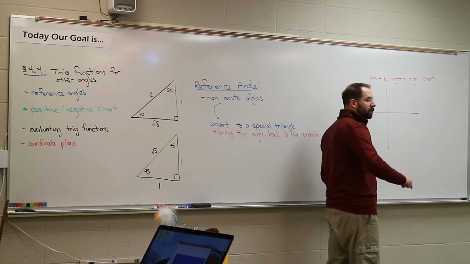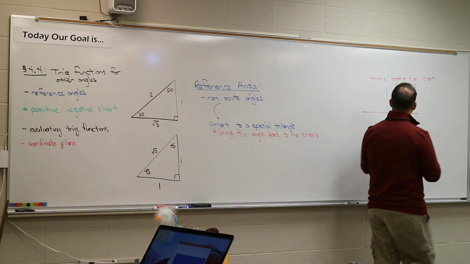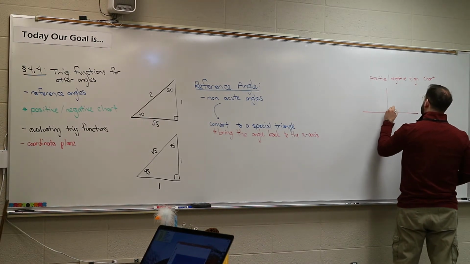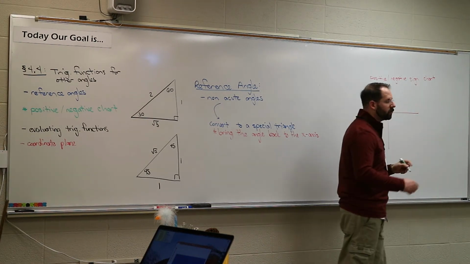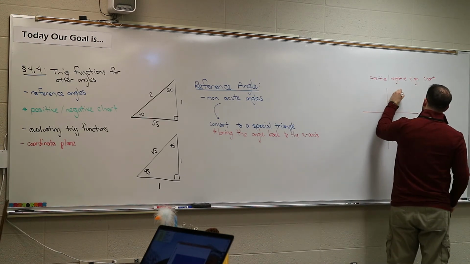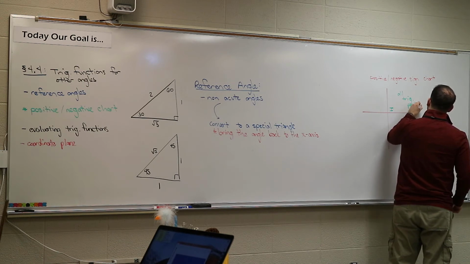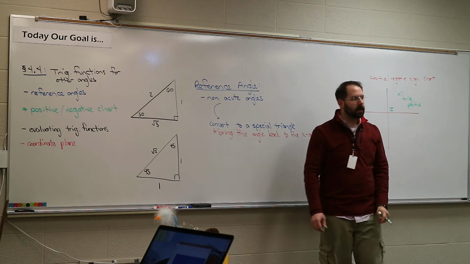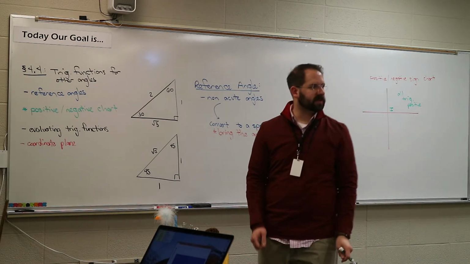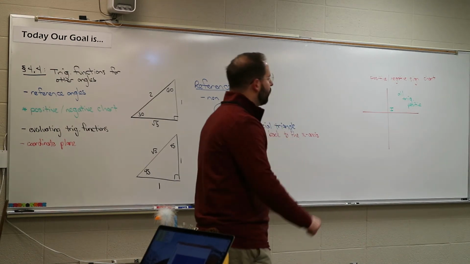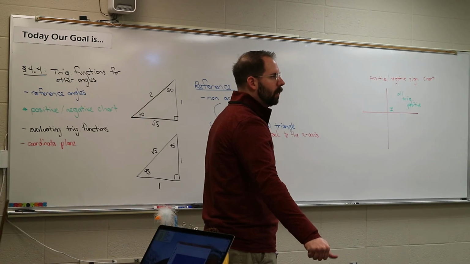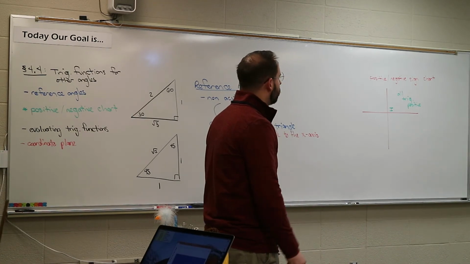Like, is it going to be positive? Is it going to be negative? What would tell you that? So if you're in the first quadrant, so this is the first quadrant, right? You're in the first quadrant. All trig functions are positive here. So no matter what angle you have, if it was a 30-degree angle, if it was a 72-degree angle, whatever trig function you're taking over that angle, it will be positive if you're in that first quadrant.